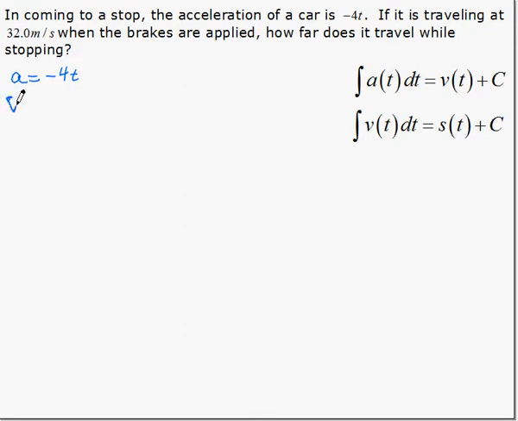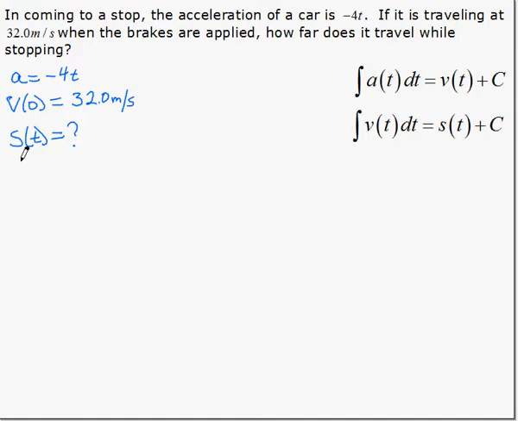So the velocity at time 0, because we're going to start when the brakes are applied, is 32 meters per second. How far does it travel while stopping means we're going to have to find the position function, and we need to know how long it took to stop. So we're going to have to find a t value here to plug in to calculate how far it travels. So we're going to need to know how long it takes to stop.